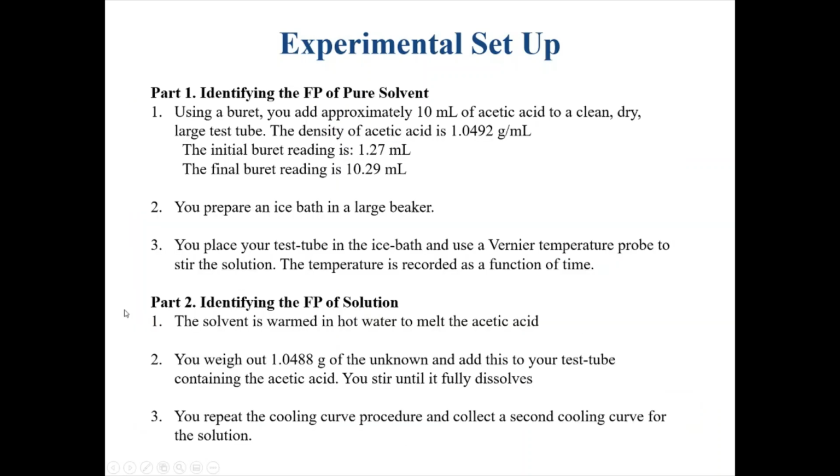Now the second part of this experiment is where we identify the freezing point of a solution. To prepare the solution, you take your solvent that you just cooled down, which is a solid, and put it in some warm water to melt the acetic acid. This gets us back to liquid acetic acid. Then you weigh out 1.0488 grams of the unknown. The unknown is a solid. It's a non-ionizing solid, so the i is going to be 1. Then you add this to your test tube containing the acetic acid.